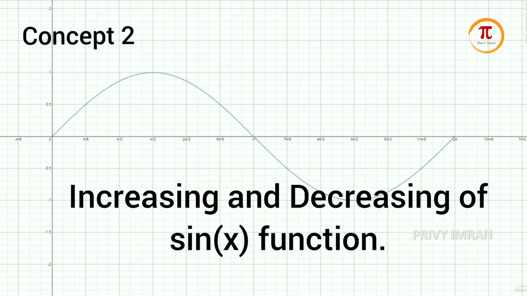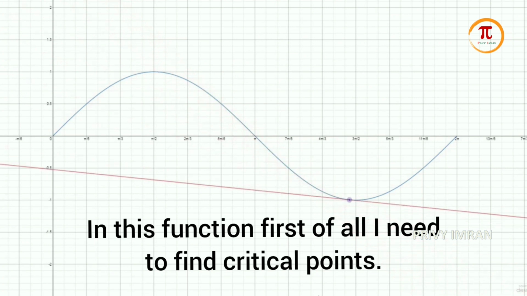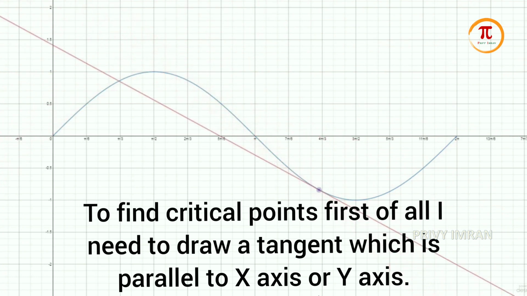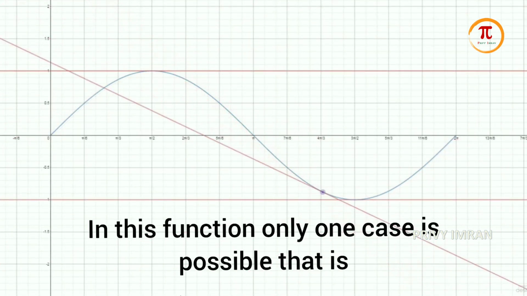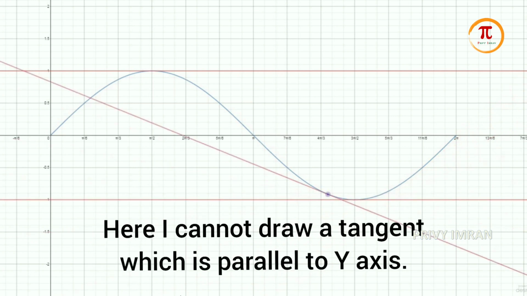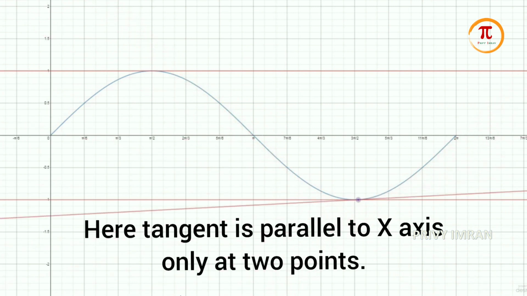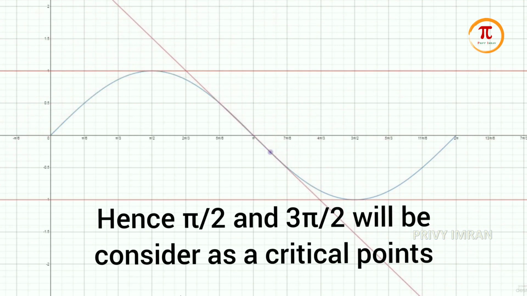Now we are going to discuss increasing and decreasing of sin x function. In this function, first of all I need to find the critical points. To find the critical points, first of all I need to draw a tangent which is parallel to x-axis or y-axis. In this function only one case is possible, that is the tangent will be parallel to x-axis. Here I cannot draw a tangent which is parallel to y-axis. Here the tangent is parallel to x-axis only at 2 points, that is pi by 2 and 3 pi by 2. Hence pi by 2 and 3 pi by 2 will be considered as critical points.